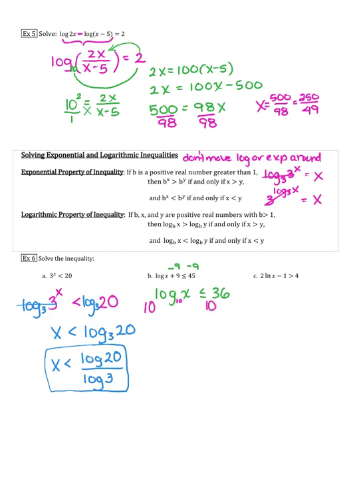So I'm going to raise both sides from a base of 10. And now this will cancel. So I have x less than or equal to 10 to the 36. And we're not even going to multiply that out. That's just a lot of zeros. And we're done. Okay, last one.